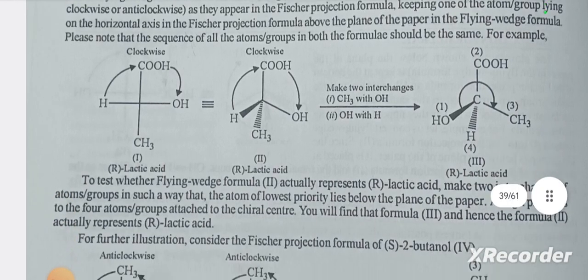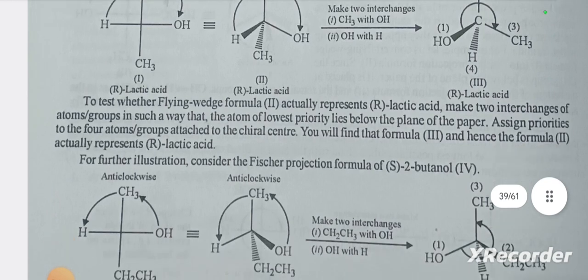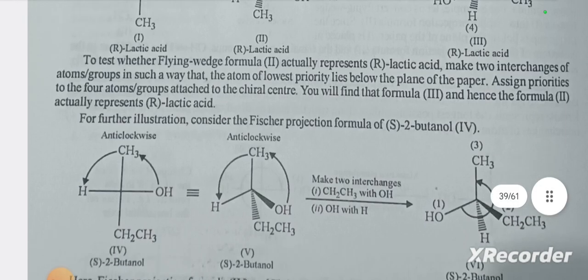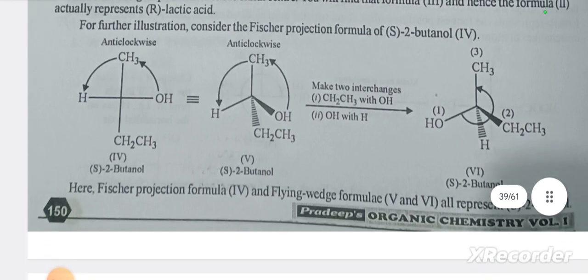For example, to test whether flying wedge formula second actually represents lactic acid, make 2 interchanges of atoms or groups in such a way that the atom of lowest priority lies below the plane of paper. Assign priorities to the 4 atom groups attached to the chiral center. You will find that the formula third, and hence the formula second, actually represents our lactic acid. For further illustration, consider the Fisher projection of S-2-butanol.